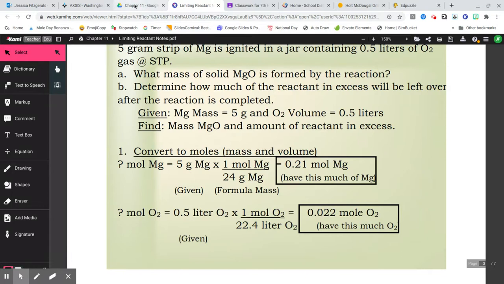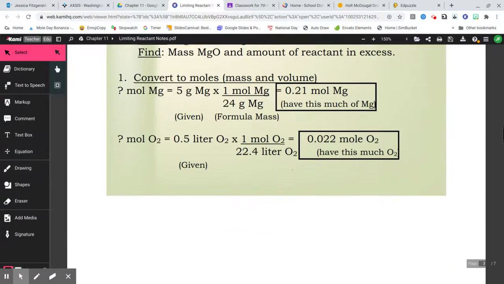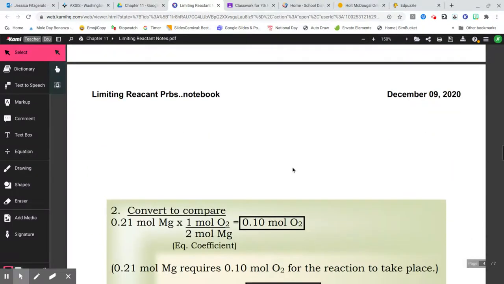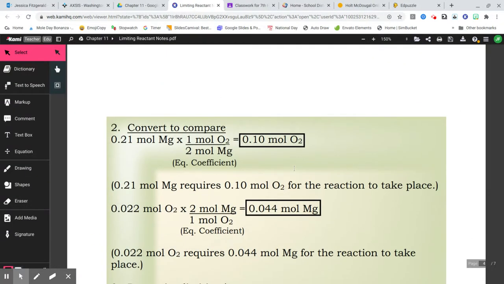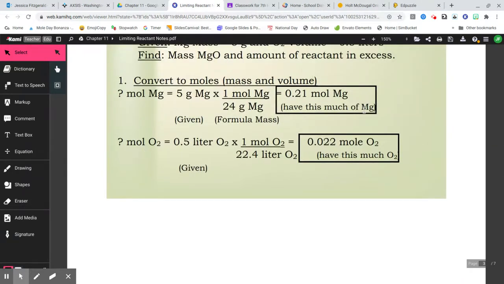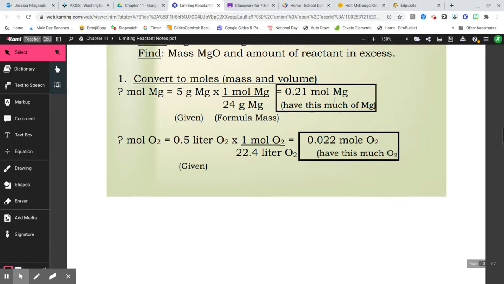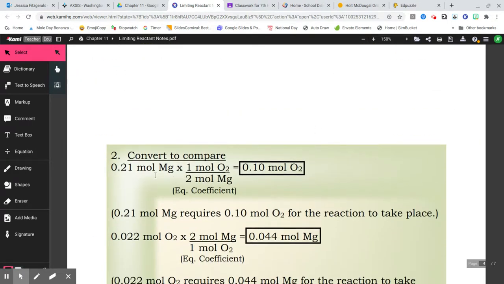So our next step is going to be convert and compare. What does that mean? Technically you only have to convert and compare once, but I am going to convert and compare both of them. So this number, this 0.21 moles of magnesium, came from right here, from this calculation. So I have 0.21 moles of magnesium to work with in the lab.